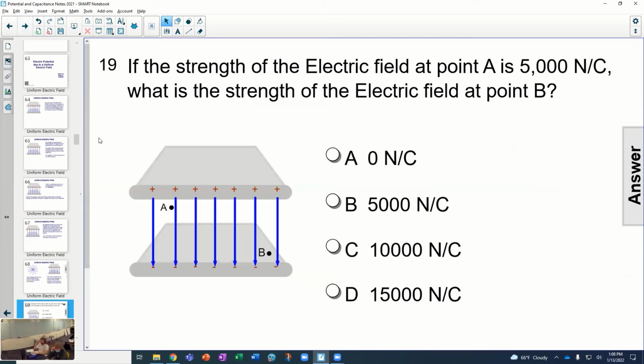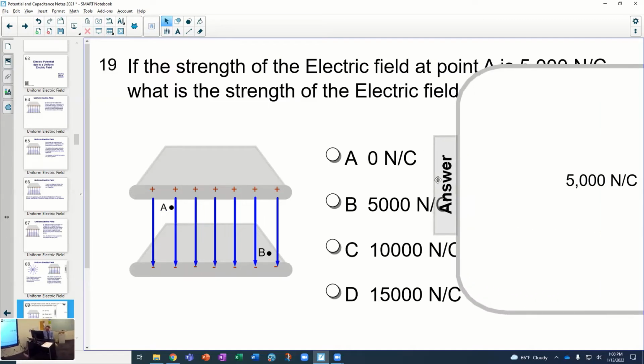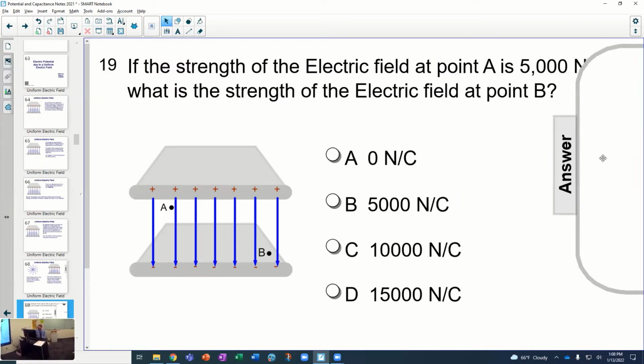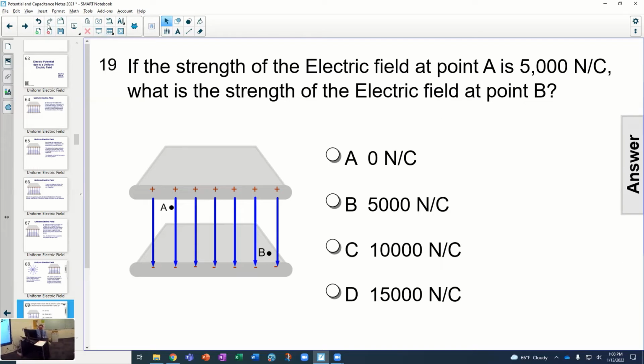Based on the very brief intro, if the strength of the electric field at point A is 5,000 newtons per coulomb, what is the strength of the electric field at point B? If you were paying close attention, hopefully you caught on that inside the field it is going to be constant. So it would also be 5,000 newtons per coulomb.